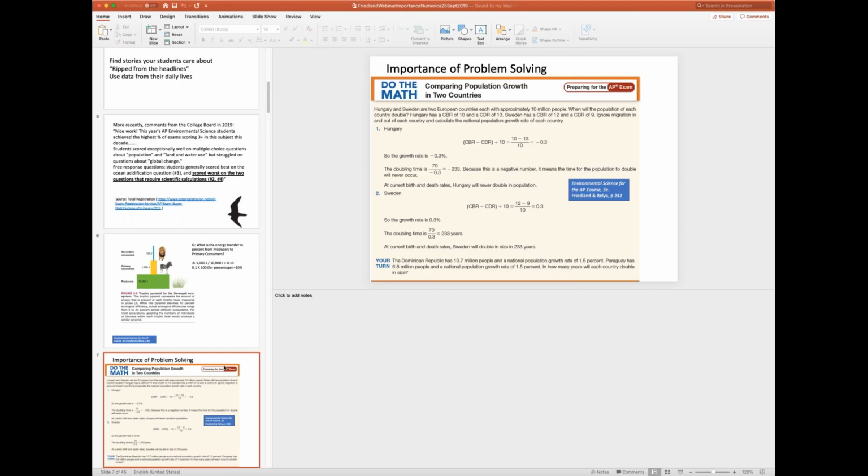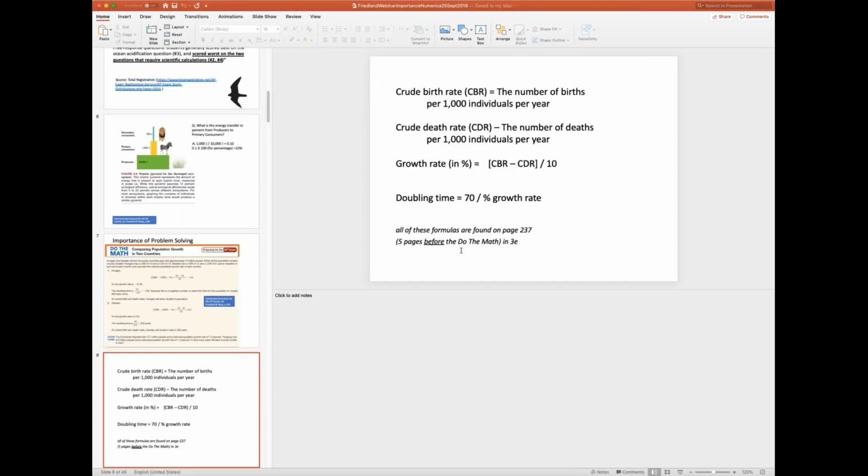And before I go any further, I'll just point out that in the previous pages in our textbook, we are showing that the crude birth rate, CBR, is the number of births per 1,000 individuals in the population per year. The crude death rate, CDR, is the number of deaths per 1,000 individuals per year, and the growth rate in percent is the crude birth rate minus the crude death rate divided by 10. And you divide by 10 because both the crude birth rate and the crude death rate are per mil. That is, they're per 1,000 individuals. So in order to bring it to a percentage per 100, you divide the difference from crude birth rate minus crude death rate by 10.